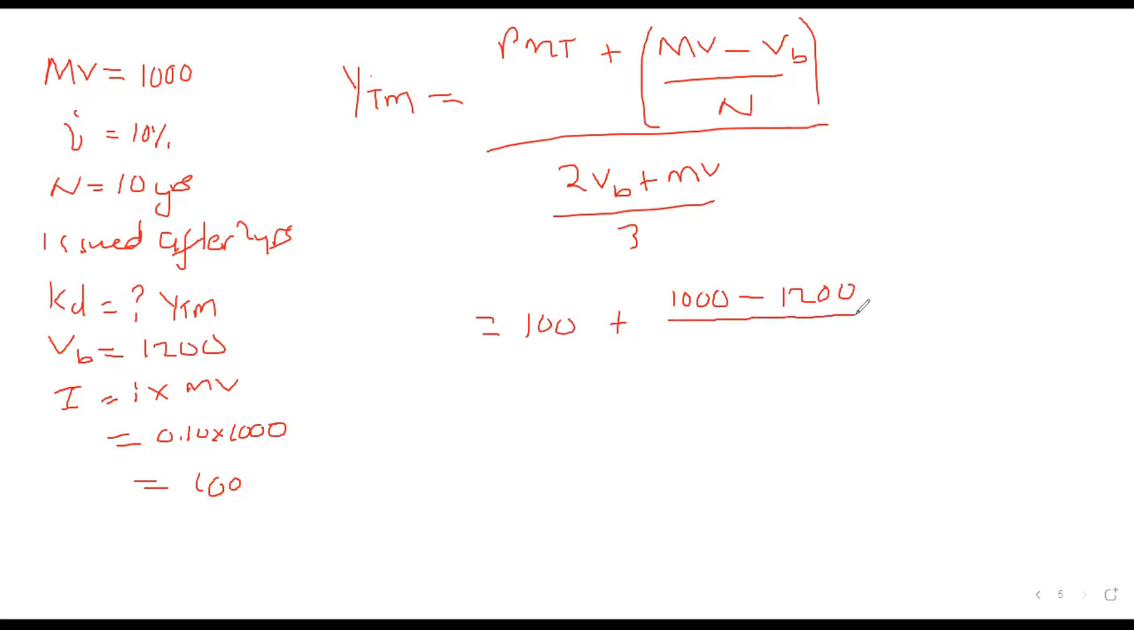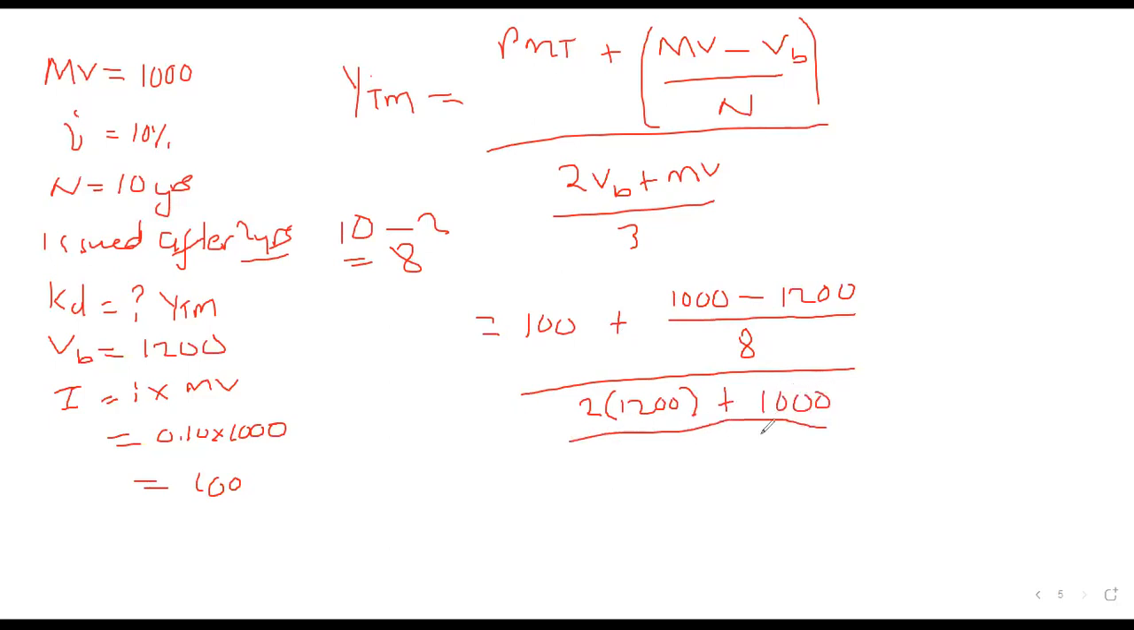And the period within which the bond is staying is what? It's a 10-year bond, but it isn't issued immediately, so you get 8. VB, our value of the bond, is 1,200, and the maturity value is 1,000, divided by 3. 3 is part of the formula. Times 100, what you're going to get is 6.6%.